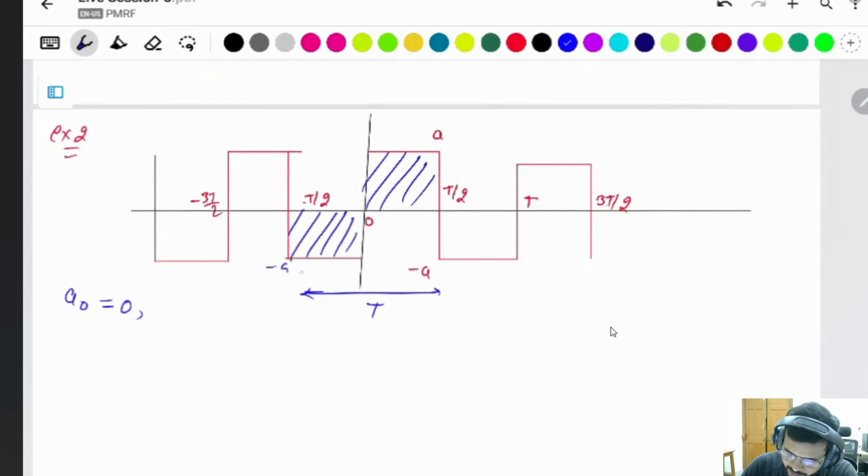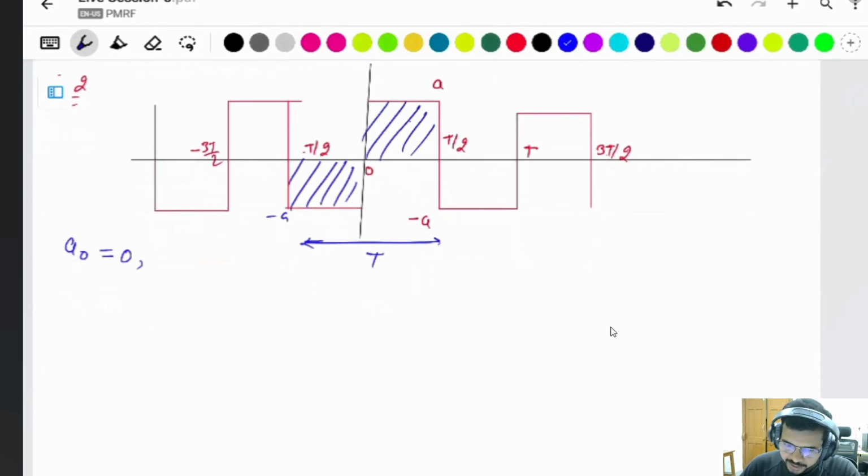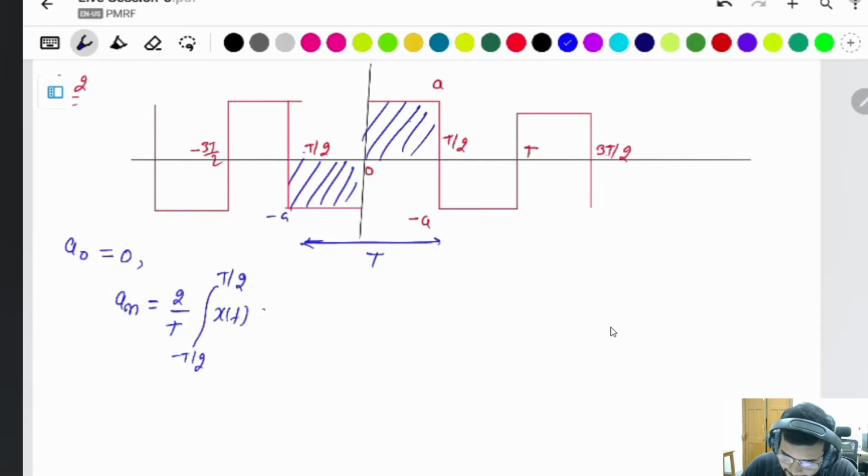This is negative area, this is positive area. That's why the overall average of this function will be 0. Then what is the value of an? In this case, this will be 2 by t integration of minus t by 2 to t by 2 xt cos of n omega naught t dt. In this case, the 2 by t breaks into two parts, minus t by 2 to 0. Again the signal value is changed.